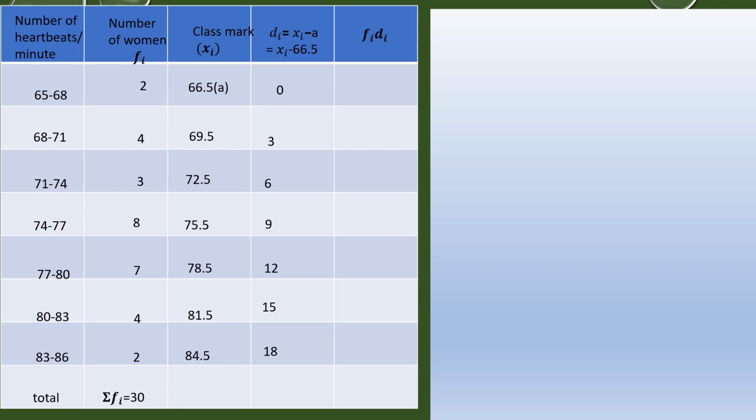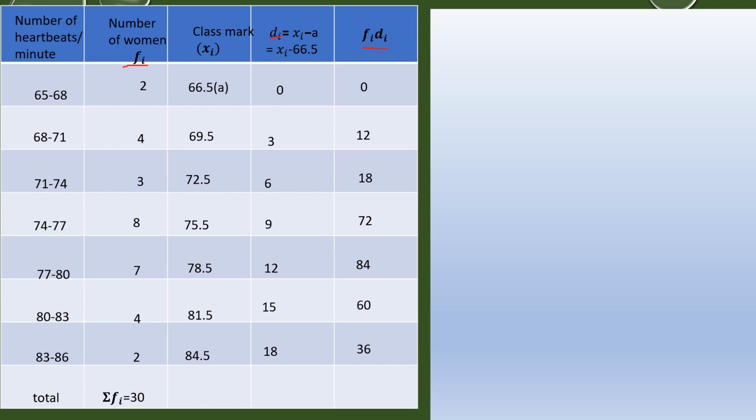Now the next process is to multiply fi and di, that is, frequency and deviation. That column will be fi di. So 2 times 0 is 0, 4 times 3 is 12, 18, 72, 84, 60, 36. Now you can observe why we have used this method. If you go for the direct method, you have to multiply 2 into 66.5, 4 into 69.5, 3 into 72.5. Comparatively, this product becomes small, hence I have used the deviation method.